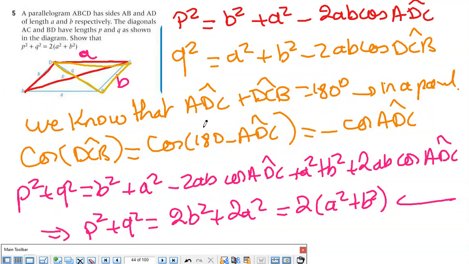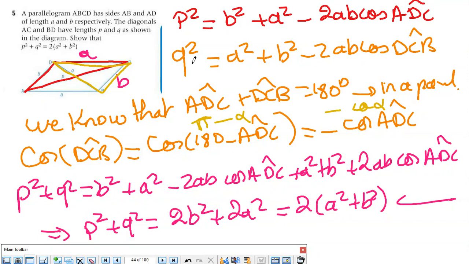And this is the formula that we did in the preceding lesson. What is cosine of pi minus alpha? I'm in quadrant 2, and cosine in quadrant 2 is negative, so it gives me minus cosine alpha. It means I can replace cosine DCB by minus cosine ADC. And minus and minus, this one is going to be plus.